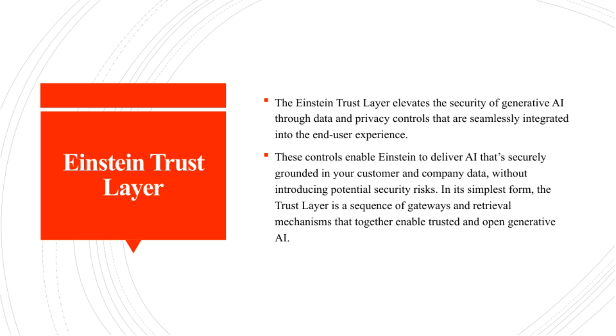At its core, the trust layer is made up of a series of gateways and retrieval mechanisms. Think of these as gatekeepers that verify and manage data flow, ensuring that only trusted information is used. When combined, these components enable us to deliver a form of generative AI that's both trusted and transparent. This is a crucial part of our overall goal, to build AI solutions that are not just powerful, but also secure and aligned with your data privacy needs. It's about creating a seamless, safe experience for users while unlocking the full potential of AI in a responsible way.